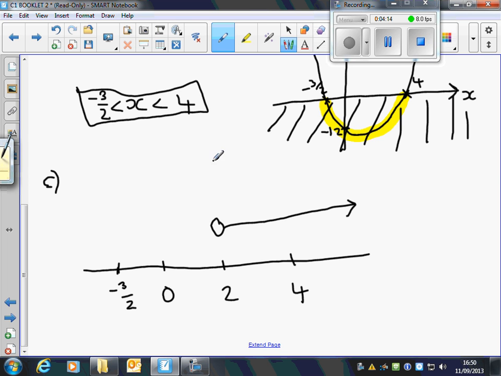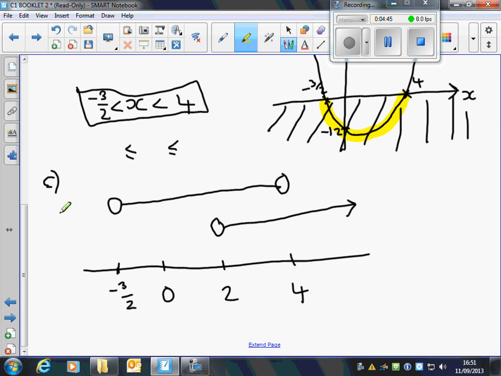For part B, we know x is between minus 3 over 2 and 4. And x can be any value between minus 3 over 2 and 4, but not inclusive of minus 3 over 2 and 4, as we know there are no equal to signs in our inequality. If we had these signs, then you would colour the circles in.